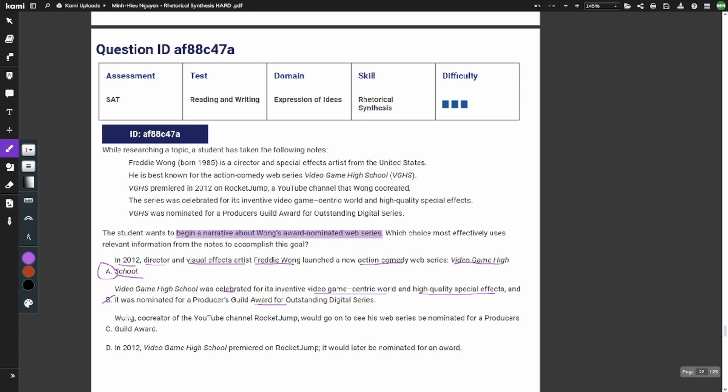C. Wong, co-creator of the YouTube channel Rocket Jump, would go on to see his web series be nominated for a Producers Guild Award. Alright, this one does give the name of the creator, Wong, but it doesn't set the time at all. It never says it was made in 2012. Not to mention, it doesn't even give the name of his web series. It just says it's some web series, alright? You don't even know what the name is. And then it also says it was nominated for an award, so we're skipping to the end again.